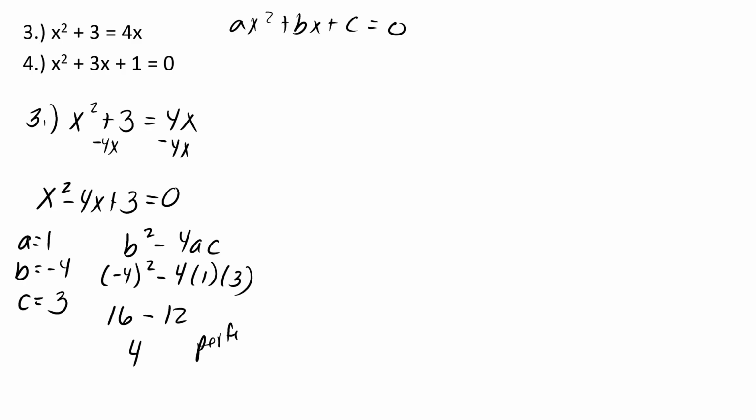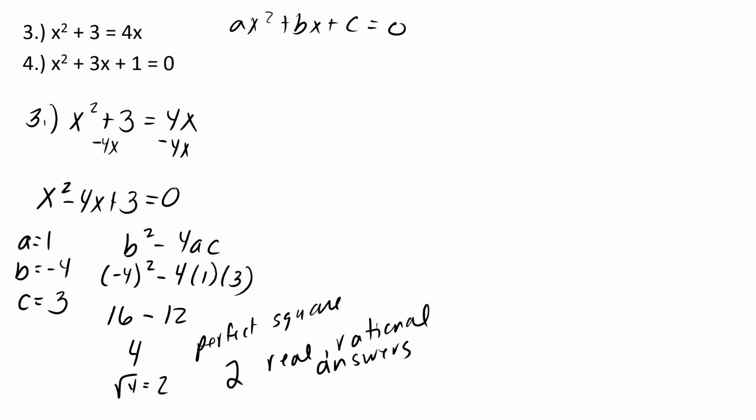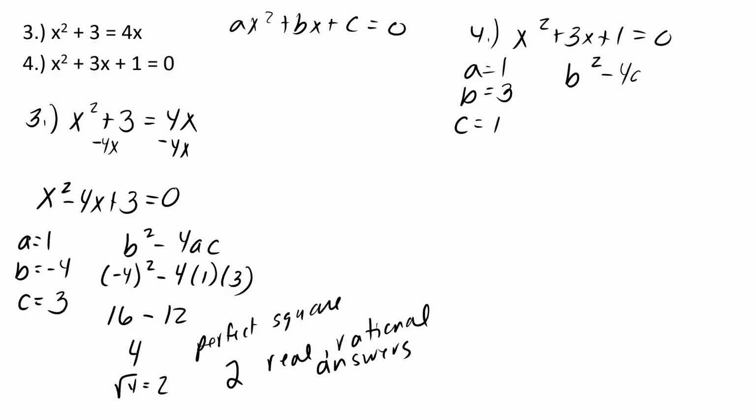And we want to notice that that is a perfect square. So if you were to take the square root of that, you would get a 2. And that means, once again, we'll have 2 real rational answers. Number 4. We've got x squared plus 3x plus 1 is equal to 0. A is equal to 1, B is equal to 3, C is equal to 1. And we're just looking at the discriminant. So we'll have 3 squared minus 4 times 1 times 1.